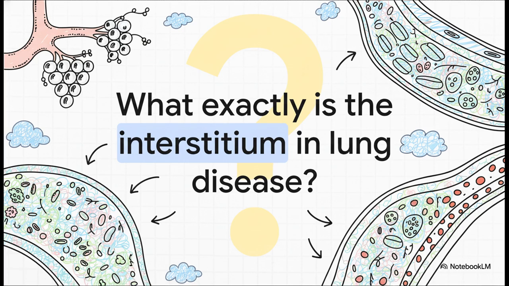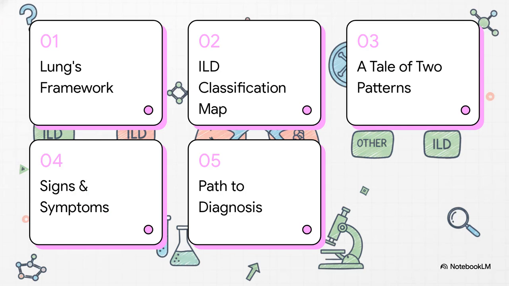A lot of people hear the word interstitium and think it's just the empty space between cells. But that's not it at all. It's actually a complex and vital network of tissue that plays a huge structural role. So here's our game plan. We'll start by decoding the lungs framework. Then we'll look at how ILDs are classified today. After that, we'll dive into a tale of two very common patterns, cover the typical signs and symptoms, and finally, we'll walk through the path to diagnosis.